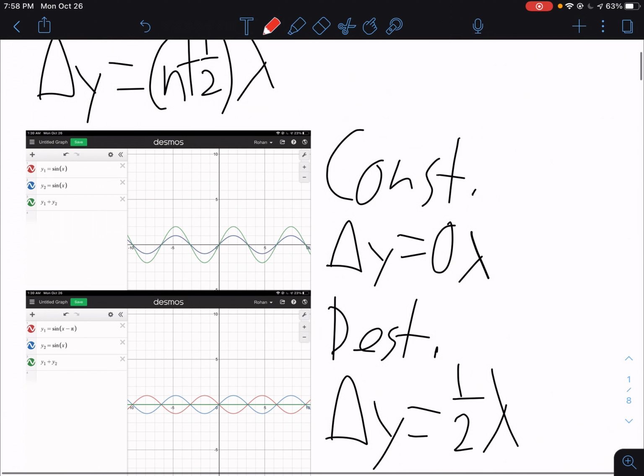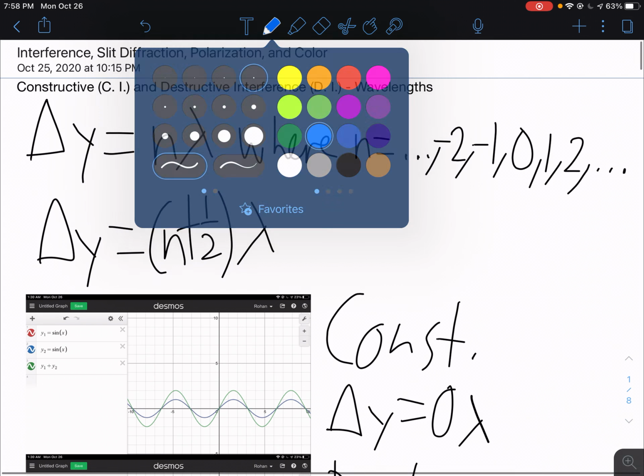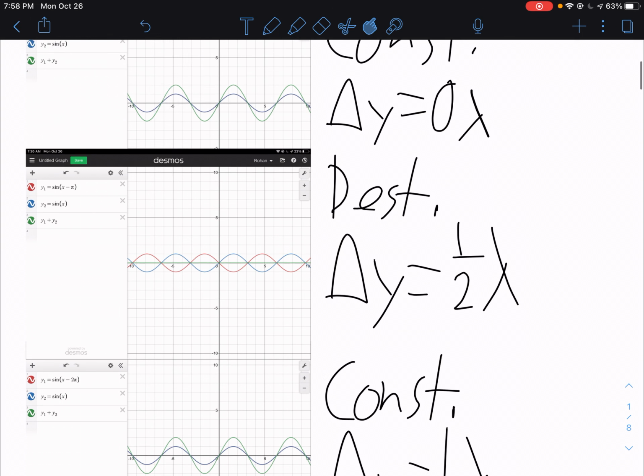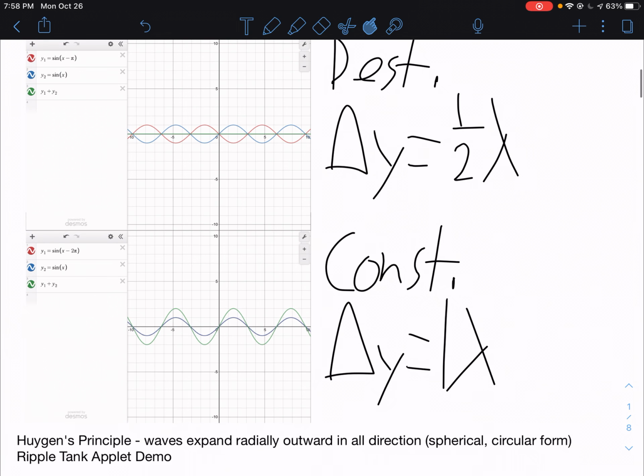And so we make the general observation that delta y is equal to n times lambda for CI, and delta y is n plus 1/2 times lambda for DI because of shifting. There's also a quick principle, Huygens principle, which tells us that waves will expand radially outward in all directions. We're going to explore that using this demonstration.